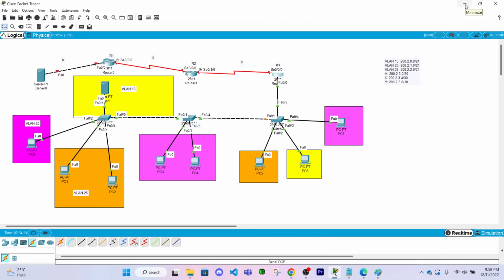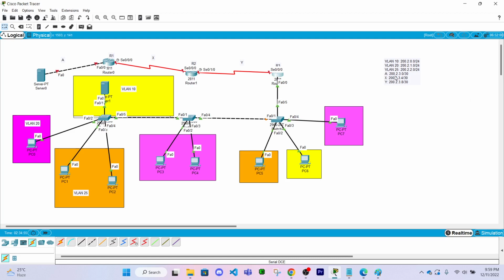In this lecture video, we will learn the router configuration. So here are the three routers: 1, 2, 3. We know that each interface is a network. For router 1 and the server, here is network A, router 1 to router 2 is network X, and router 2 to router 3 is network Y.